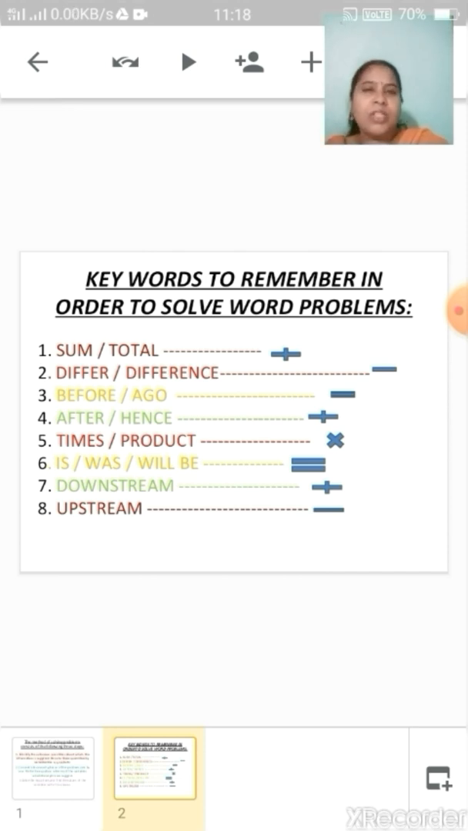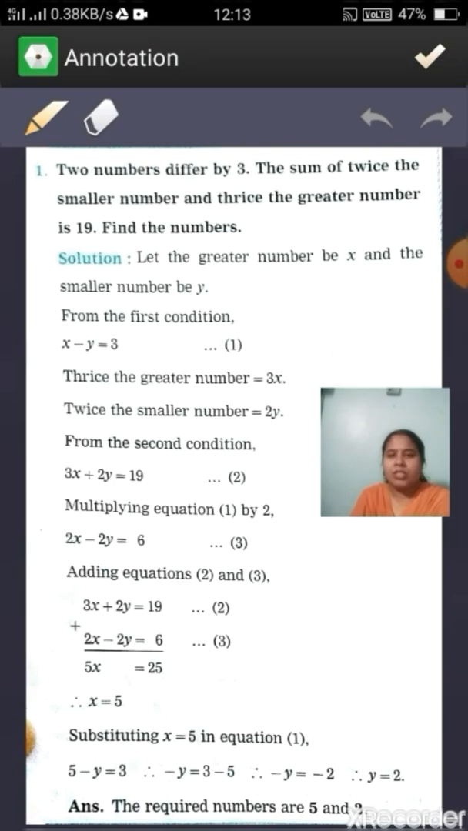And these two words, especially the 7th and the 8th, downstream and upstream, are a type of sum which is frequently asked in this chapter. This downstream and upstream I'll explain to you in detail when I go to those sums. So for now you understand that whenever it is downstream, it is added, and when it is upstream, you need to subtract. So these are the keywords to remember before you start solving the word problems of this chapter. This is the first sum.